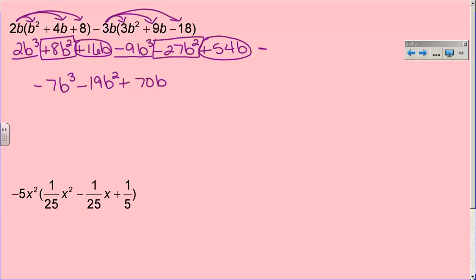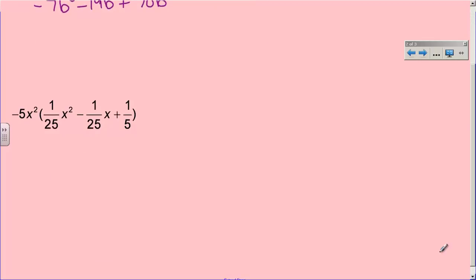I put the next one in here because anytime fractions show up in a problem, everybody gets all nervous, but these are actually easy fractions because all of these are multiples of 5, which is what you're distributing. So I have negative 5x squared times 1/25 x squared. Well, I'm going to be able to cancel out here. It's going to be negative, and then this becomes 5 over 25, which is the same thing as 1/5.